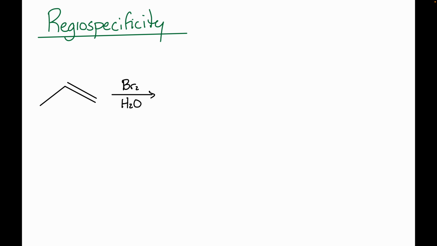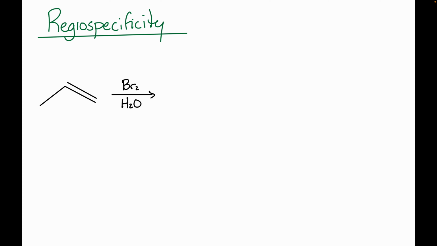I'm adding a bromine to one side and a hydroxyl group to the other side. So is this reaction going to be regiospecific or not? Are my bonds the same? No. So yeah, it's going to matter whether I put the bromine here and the hydroxyl here. This would be a different product than if instead I had this as my product. So yes, we've got to worry about our regiospecificity.